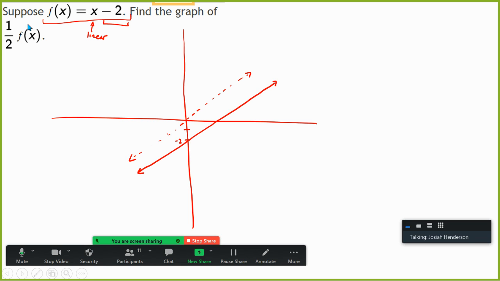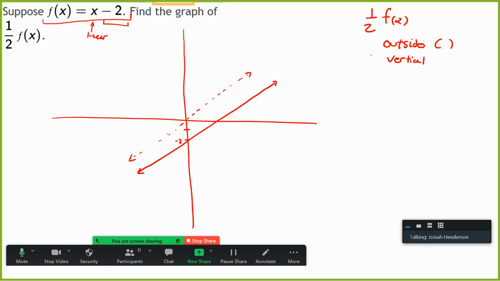Then we have a transformation, a warping with that 1/2 times f of x. So over here, let's investigate that. 1/2 times f of x. Okay, you see this is outside the parentheses. So that means it's vertical. And you're doing it at face value.